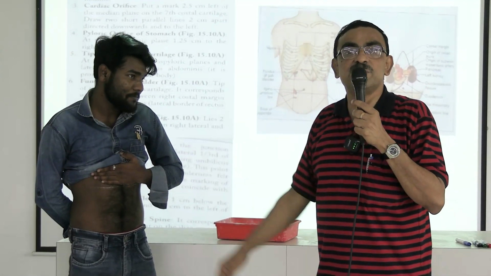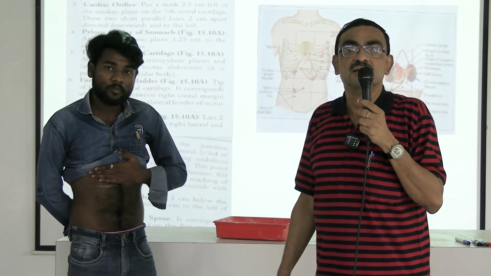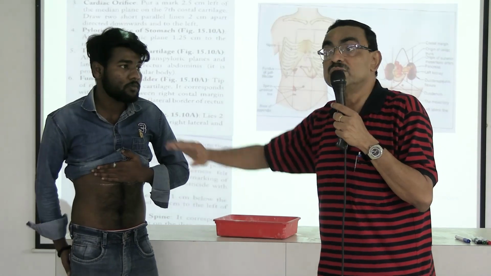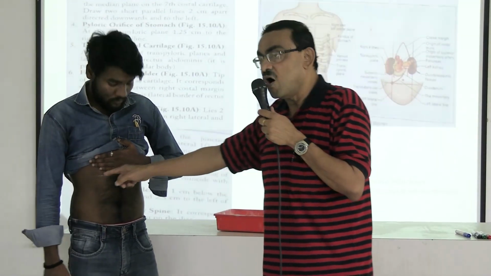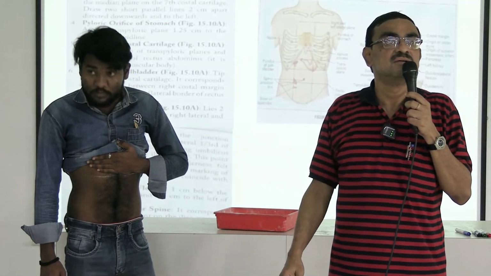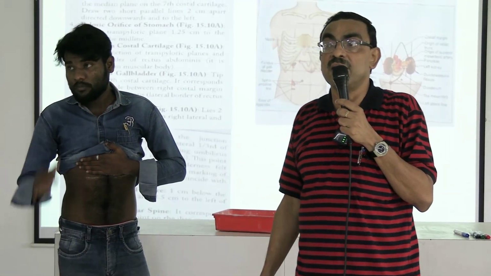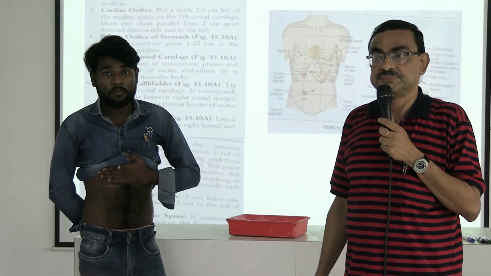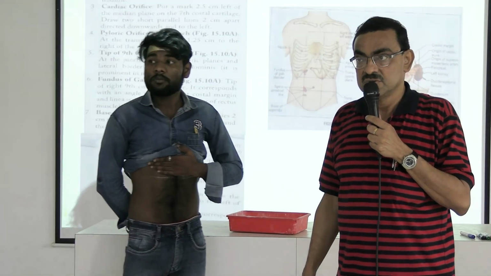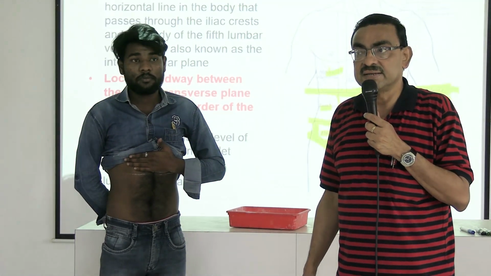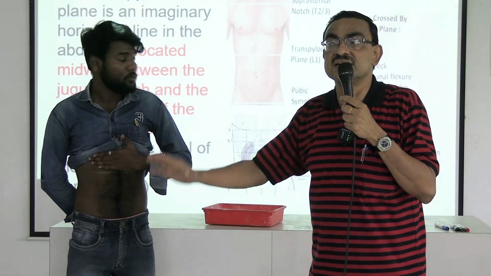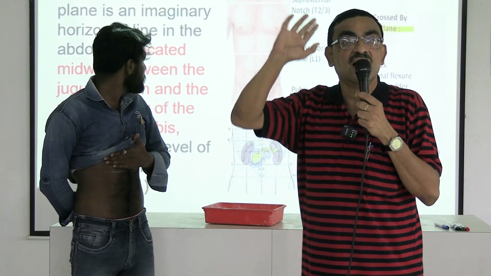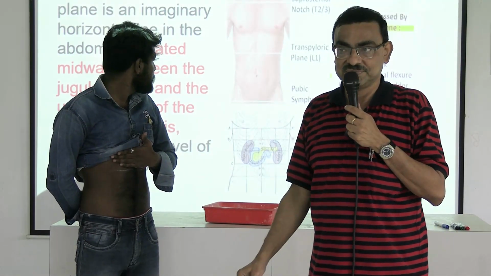And also in this plane we will get the hila of both kidneys. And then on this plane we will get the fundus of the gallbladder. So many things we can get, and there are so many structures related to this plane.